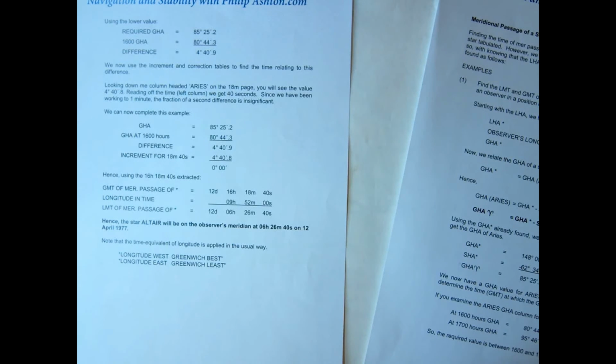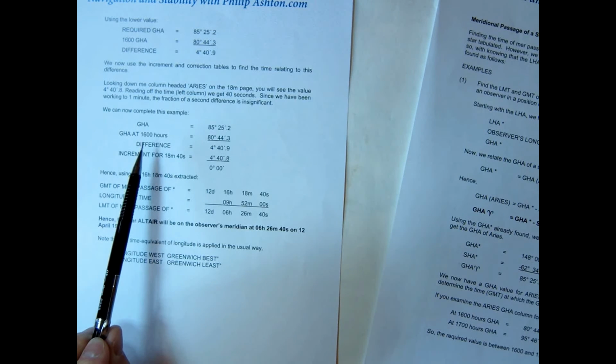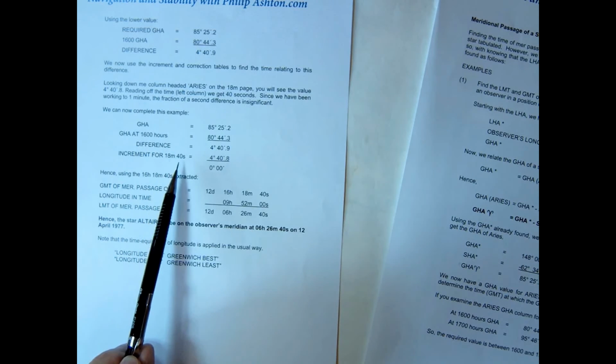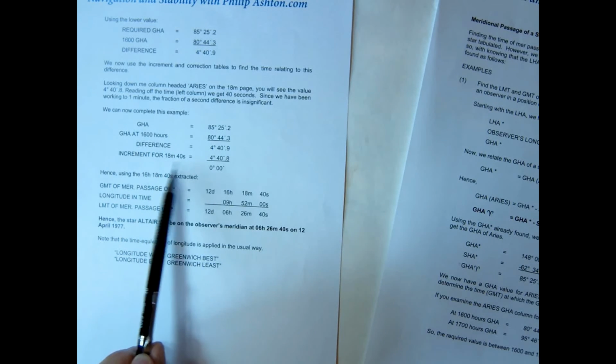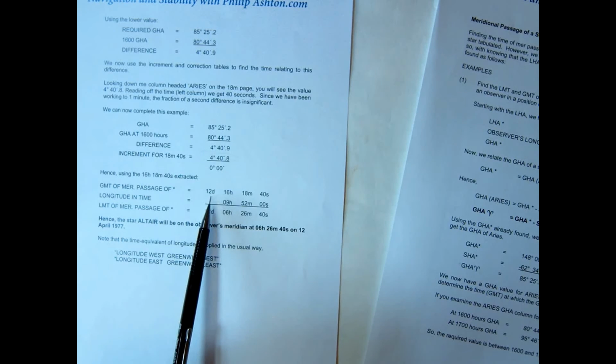So we go into the increments for Aries and look up the nearest value there, and we see that it's 18 minutes 40 seconds. So it's going to be 16 hours 18 minutes 40 seconds, and the 18 minutes 40 is using the increments in the back of the book. So the GMT of meridian passage of the star will be 12th day, 16:18:40.